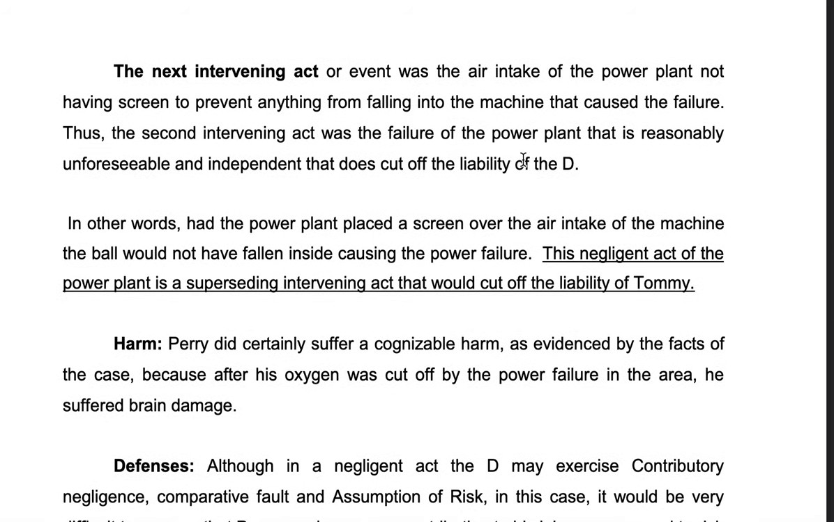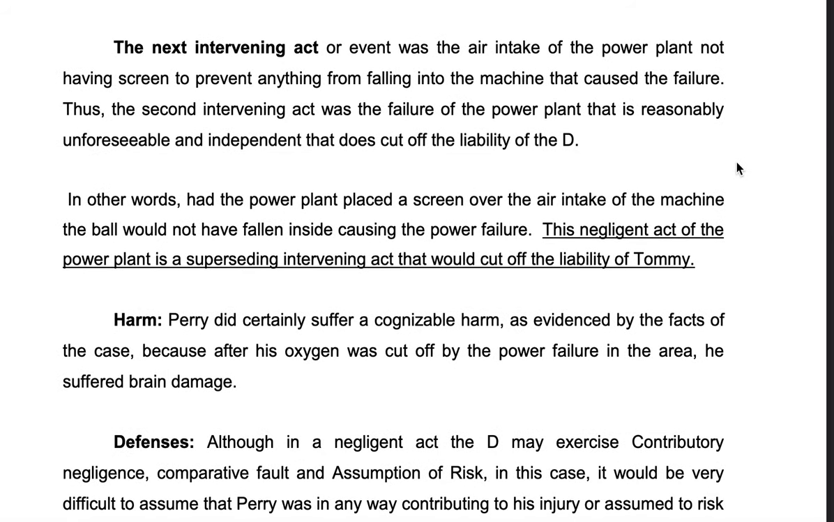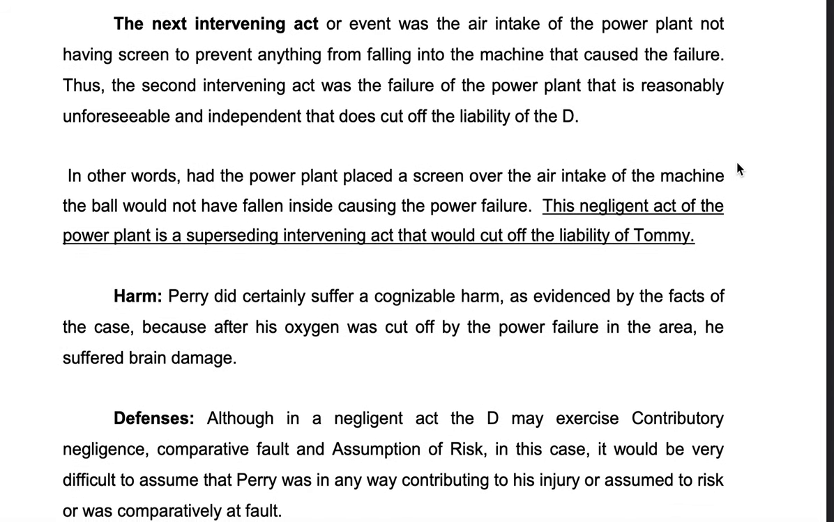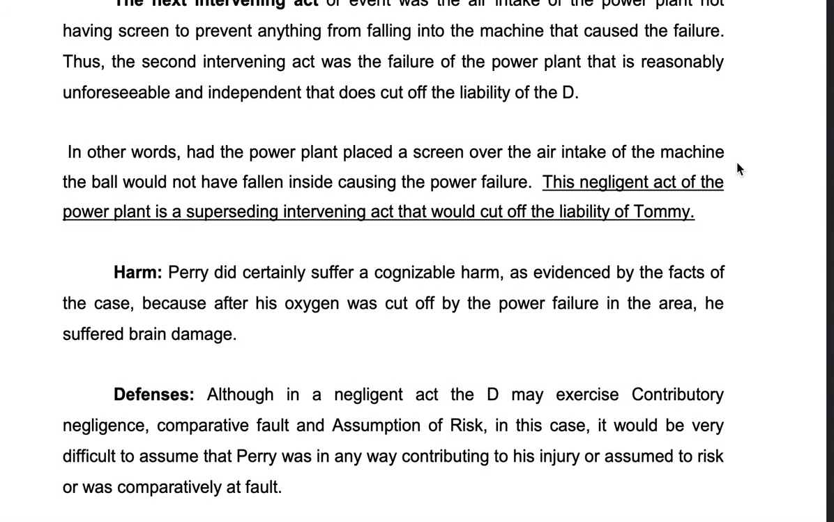The next intervening act, or event, was the air intake of the power plant not having a screen to prevent anything from falling into the machine that caused the failure.